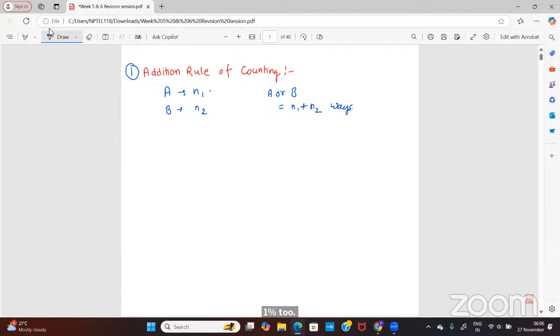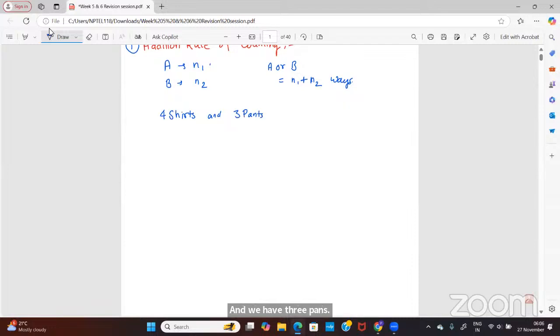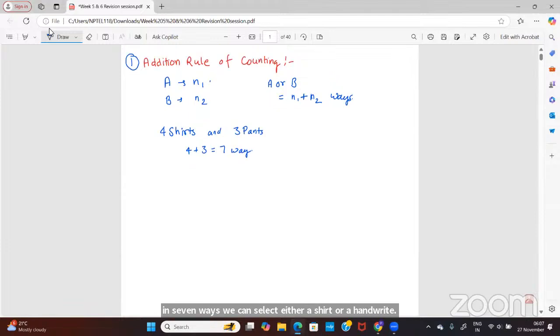So suppose we have 4 shirts and we have 3 pants. Okay, and we have to select either a shirt or a pant, right? So how many number of ways will be there to select either a shirt or a pant? 4 plus 3. Yeah, so it will be 4 plus 3. So in 7 ways, we can select either a shirt or a pant, right? So this is your addition rule of counting.